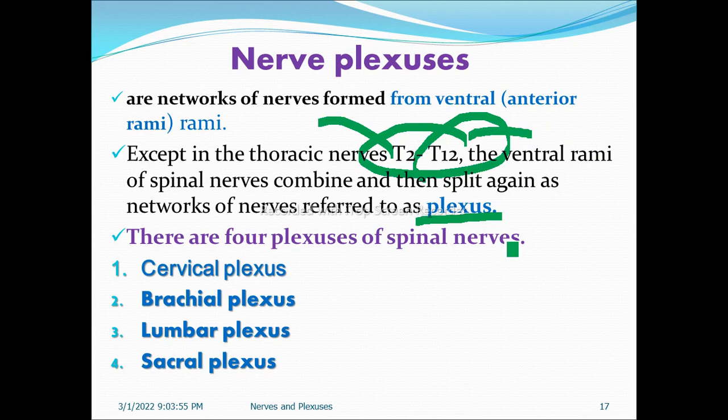But when we see it in general, thoracic nerves do not participate in plexus formation. But specifically, some fibers of T12 and T1 participate in plexus formation for other plexuses. So there are 4 plexuses of spinal nerves. We will see these 4 deeply: how these plexuses are formed, their roots, their divisions, and what type of nerve supply these plexuses will provide us.